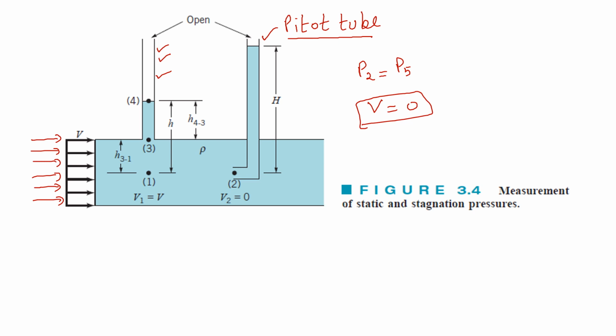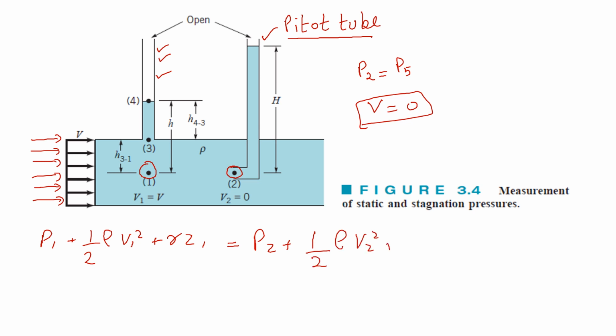So now if we apply the Bernoulli equation on point 1 and on point 2, what we are going to get is the equation P1 plus half rho V1 squared plus gamma Z1 is equal to P2 plus half rho V2 squared plus gamma Z2. Point 1 and point 2 are at the same height, so we will cancel out these terms.